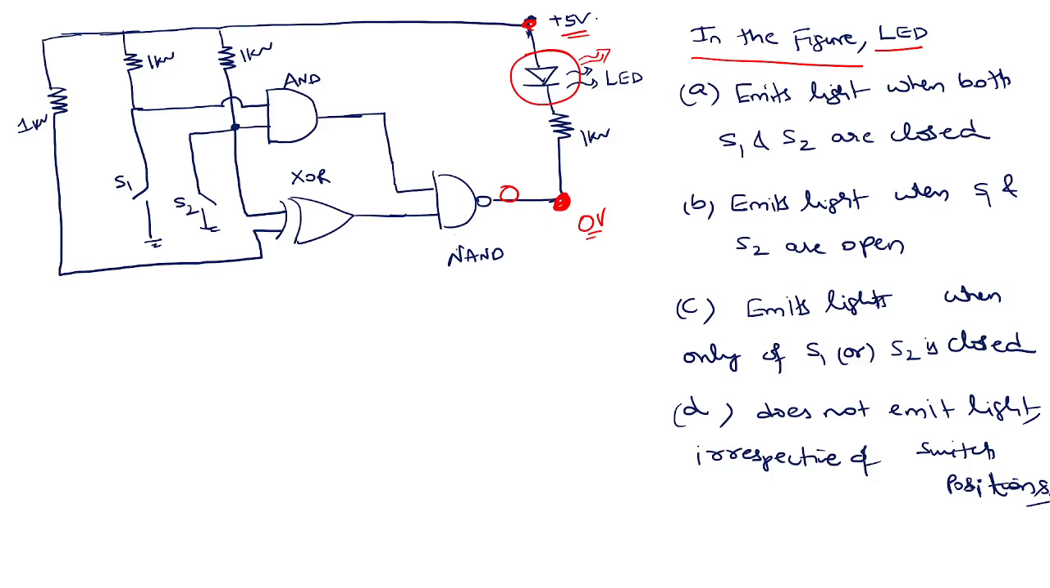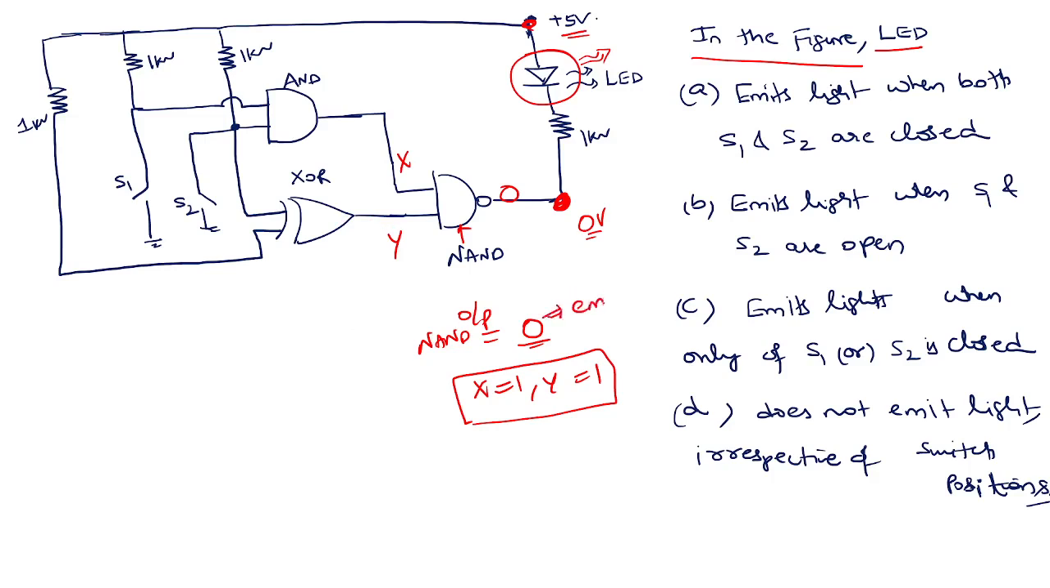Now if you look at this NAND gate, one strange thing with the NAND gate is, if at all you want the NAND gate output to be 0, both the inputs, X and Y, should be 1. This is X, this is Y. Both should be 1. Let's see whether it is possible or not. Then only the LED will emit.